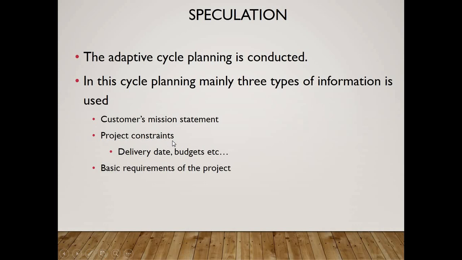The second thing is project constraints. Constraints like delivery date and budget. So this will be the second thing, project constraints. And the third and basic thing is the basic requirements of the project. What will be your functional requirements, what will be your non-functional requirements for the project. So this is the first phase, speculation.